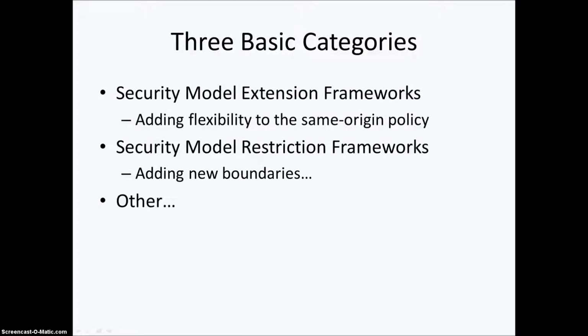So in this talk, we're basically going to be discussing three basic categories. The first is the security model extension frameworks. And so what these do is add flexibility to the same origin policy, kind of opening up boundaries that were previously closed. The security model restriction frameworks kind of do the opposite, right? They add new rules, new boundaries, etc. And then we have the other category, which we'll get to when we get to.